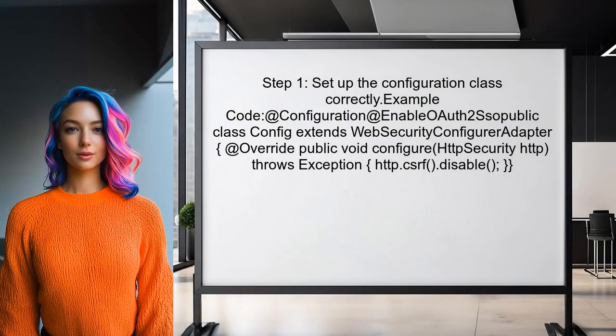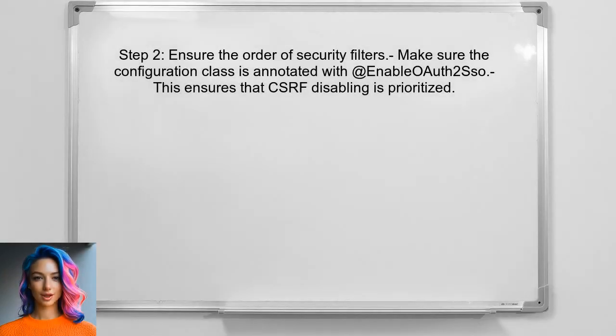To disable CSRF protection while maintaining OAuth2 SSO authentication, the user should first ensure that the configuration class is set up correctly. This involves extending the WebSecurityConfigurerAdapter and overriding the configure method. Next, the user should check the order of the security filters. It's important that the CSRF disabling configuration is applied before the OAuth2 SSO filter. This can be done by ensuring the configuration class is annotated properly.